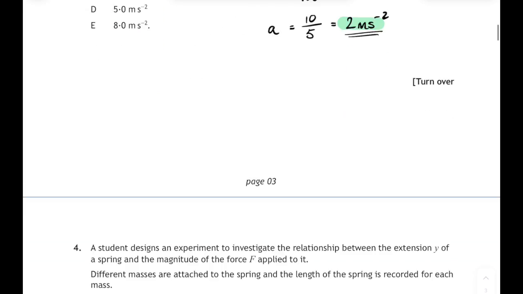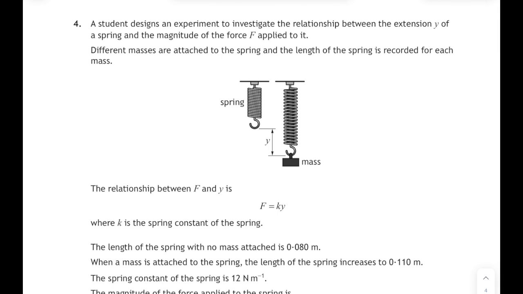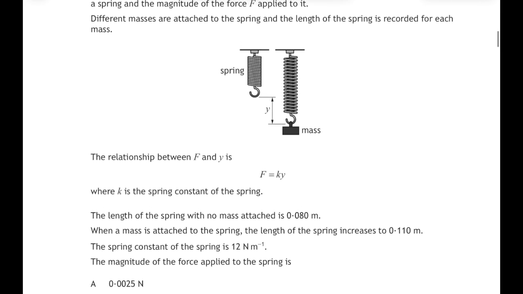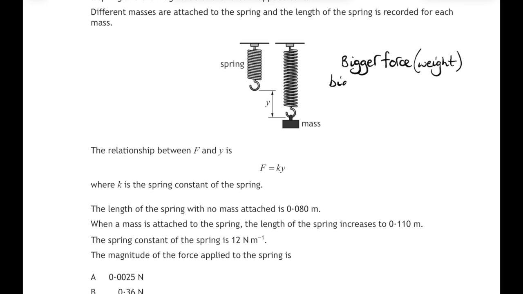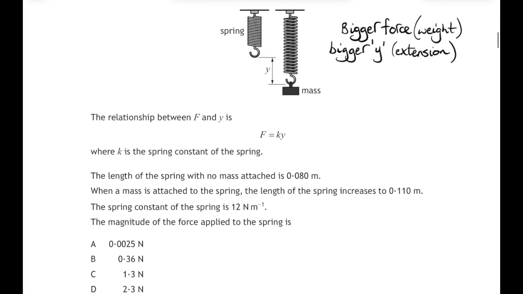That's 3B. Question 4. A student designs an experiment to investigate the relationship between the extension of a spring and the magnitude of the force applied to it. Different masses are attached to the spring, and the length of the spring is recorded for each mass. And the relationship between F, that's the weight of the object on the spring, and y, that's the extension of the spring, is given by the equation F equals ky. So if we hang a bigger weight on it, then we're going to get a bigger extension. And the k in this equation is called the spring constant of the spring.